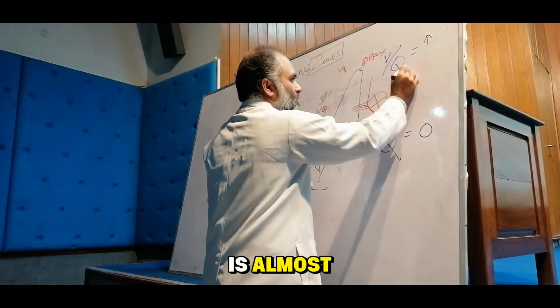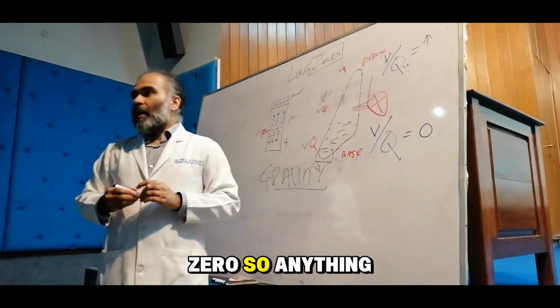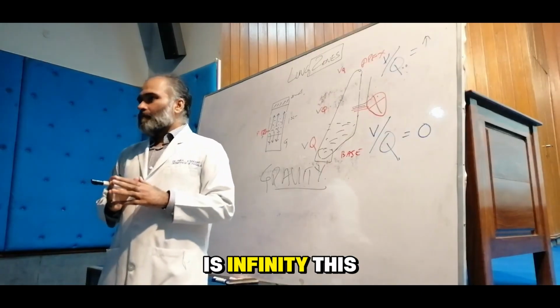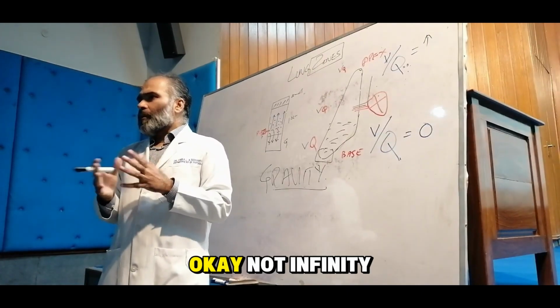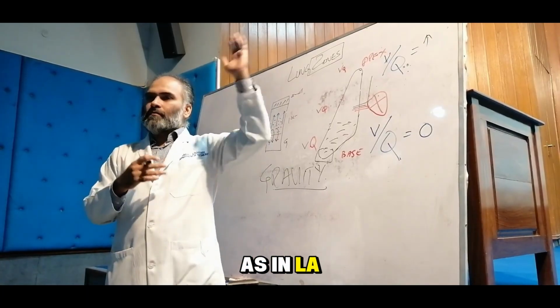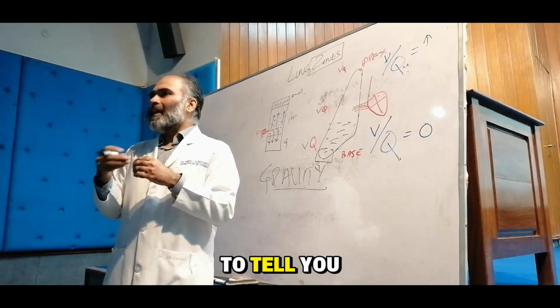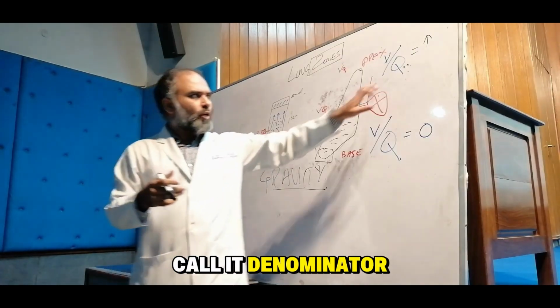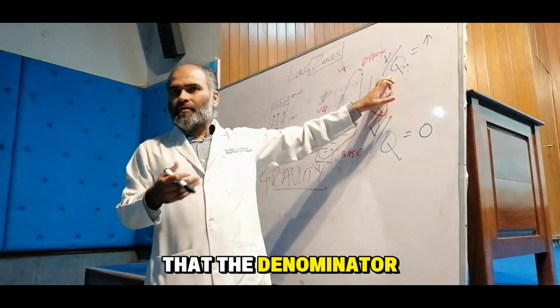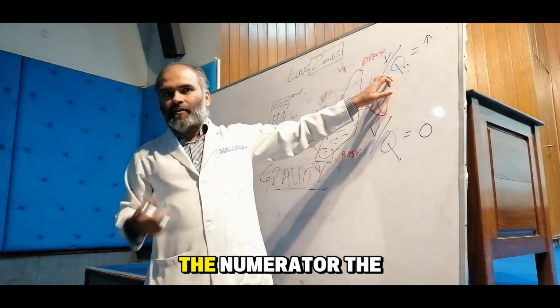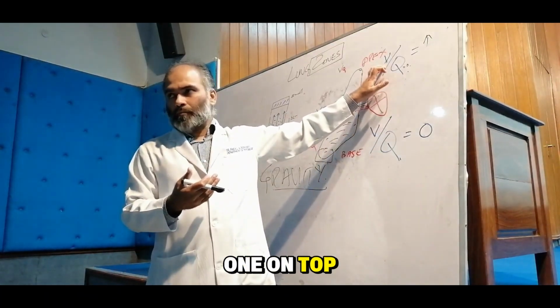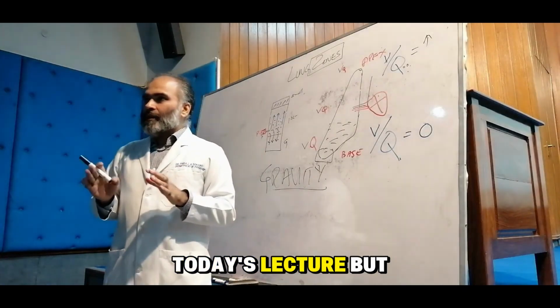Q is almost 0. So anything divided by 0 is infinity. This is mathematics only. Okay? Not infinity as in limitless. Infinity here is just to tell you that the denominator is really less than the numerator, the one on top. Okay? So with this, we conclude today's lecture.